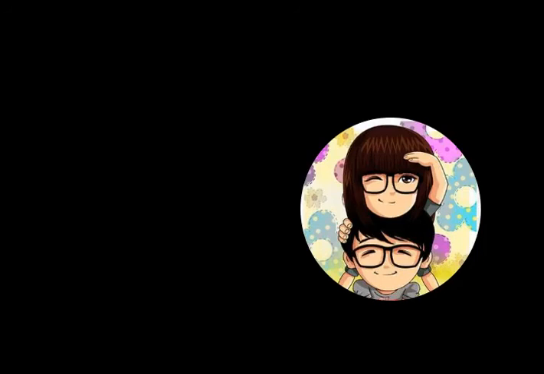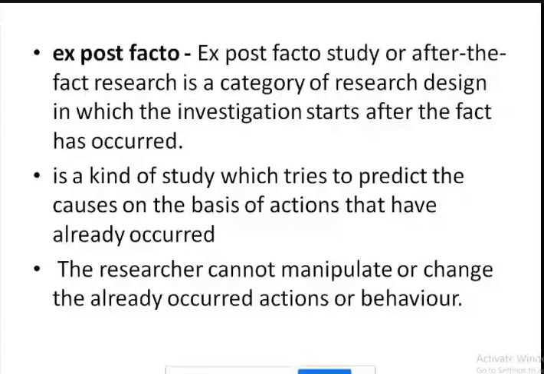Ex post facto. Here, ex post facto, or after the fact, research is a category of research design where investigation starts after the event has occurred. It is a kind of study which tries to determine the causes on the basis of actions that have already occurred. Here, the researcher cannot manipulate or change the already occurred actions or behavior.